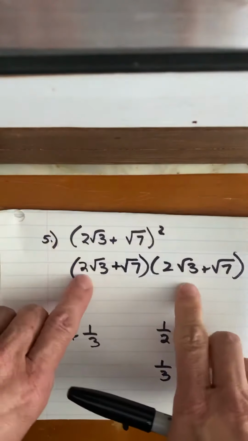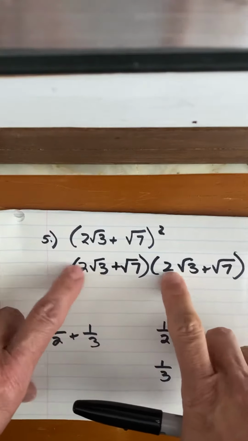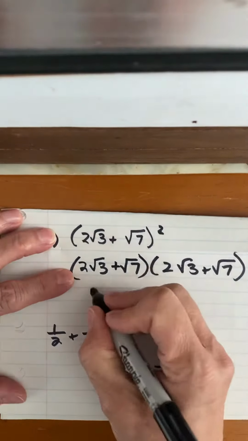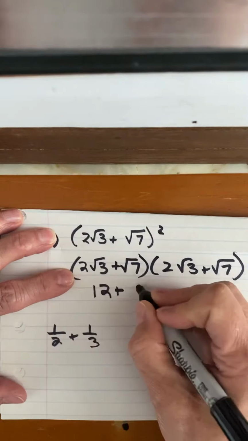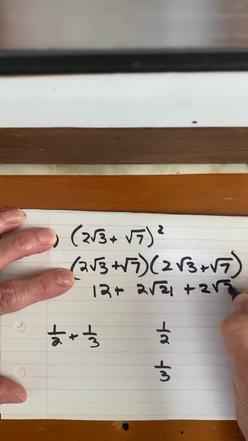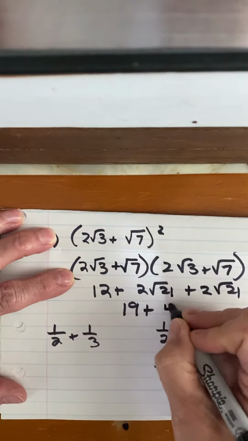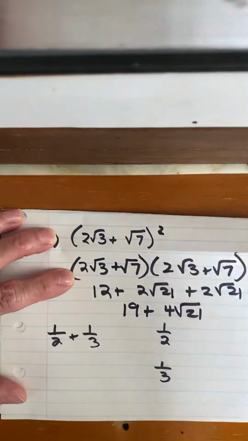So I have to do 2 root 3 times 2 root 3. Root 3 times root 3 is 3. 2 times 2 is 4. 4 times 3 is 12. Plus 2 root 21, plus 2 root 21, plus 7. So that becomes 19 plus 4 root 21.